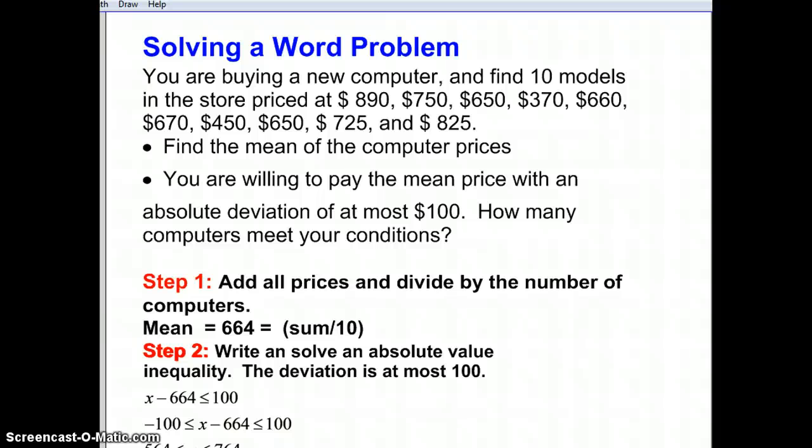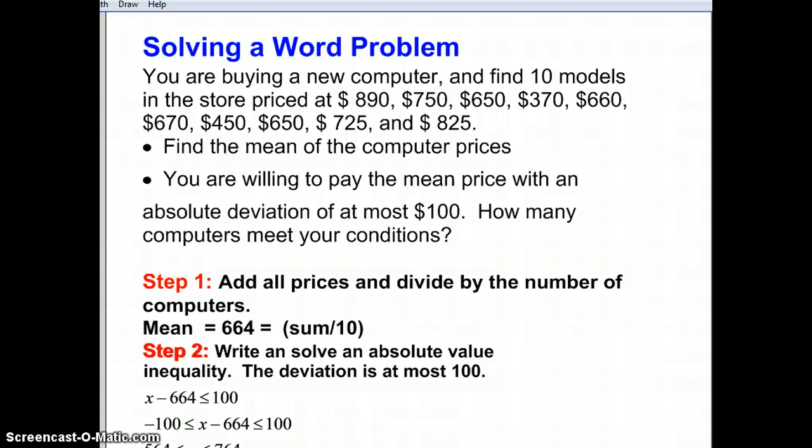So the first thing you have to do in step 1 is calculate the mean. We're going to add all the prices and divide by the number of computers. So the mean actually equals 664. I took the sum of all those computer prices and I divided by 10. Okay, you can easily do that.